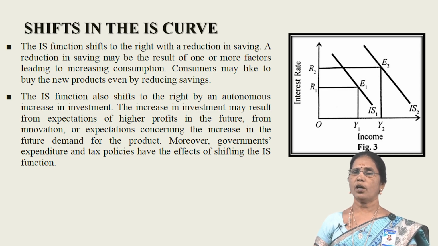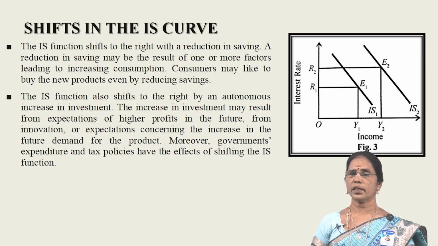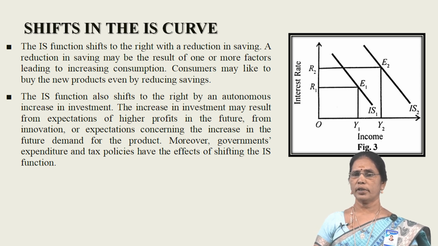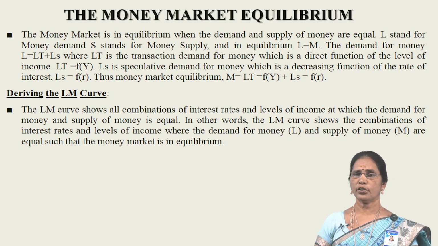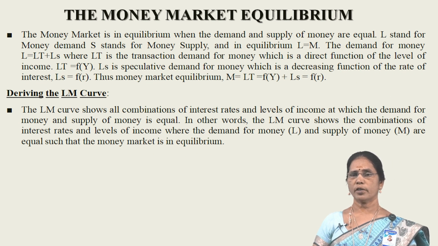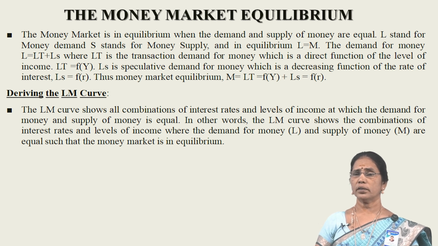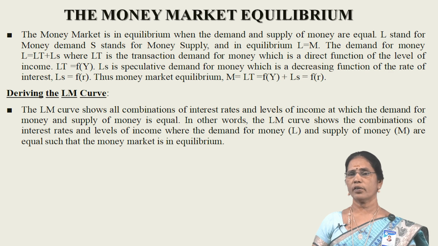From innovation or expectations concerns the increase in the future demand of the product. Moreover, government's expenditure and tax policies have the effect of shifting the IS function. Now we pass on to the money market equilibrium. The money market is in equilibrium when the demand and supply of money are equal.